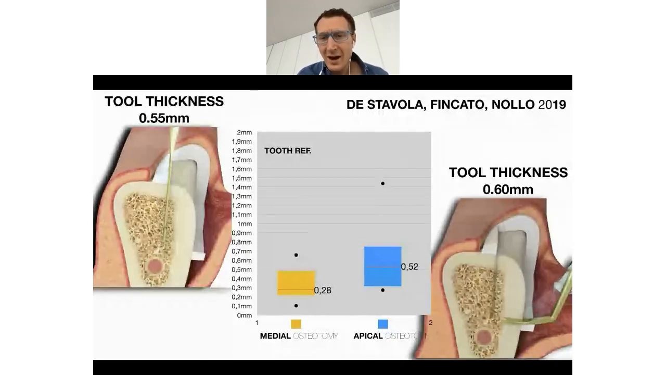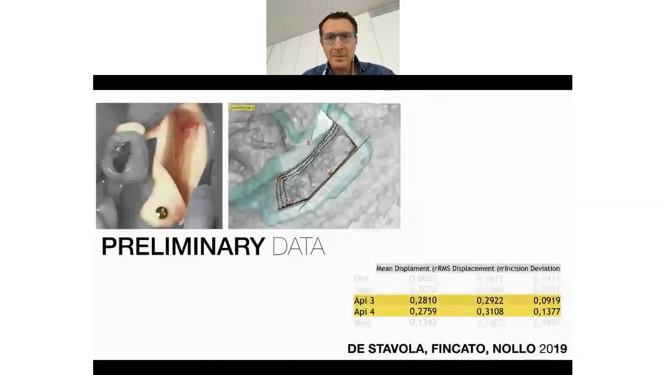The apical one has a slightly higher discrepancy, but just because when you are working in that area, there is a surgical tendency to bring the cut through a rotation towards coronal. So we are harvesting a little bit less bone than was planned, around 0.5 millimeters, which is a minimal discrepancy. And this is some example.